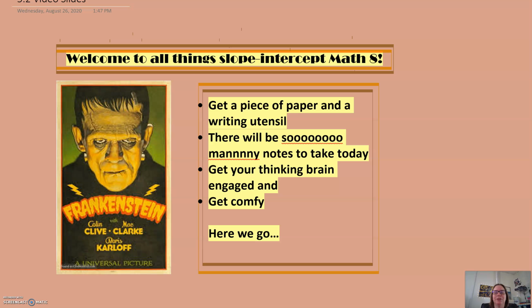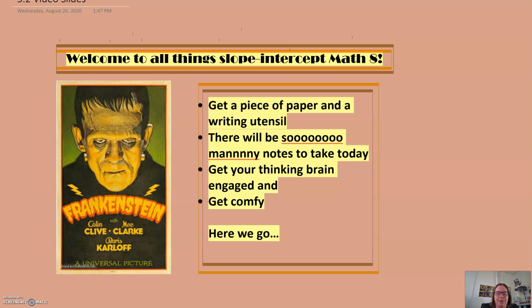Today we are going to learn all things in slope-intercept form. So get that piece of paper and a writing utensil. There are so many notes. You need to have that thinking brain engaged, but you also need to get comfy.